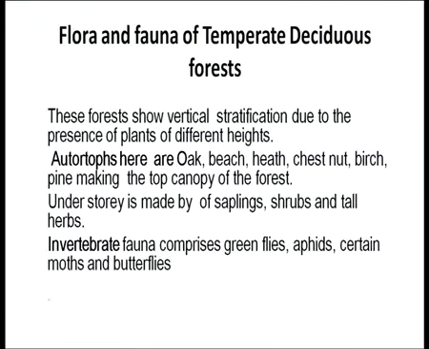These forests show vertical stratification due to the presence of plants of different heights. Autotrophs of these forests are oak, beech, heath, chestnut, birch, pine, making the top canopy of the forest. The understory is made of saplings, shrubs, tall herbs. The invertebrate fauna in this forest is comprised of green flies, aphids, certain moths and butterflies.